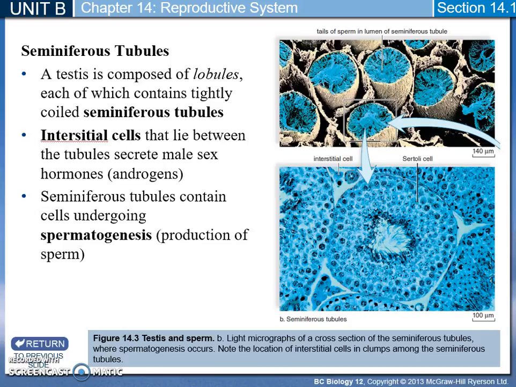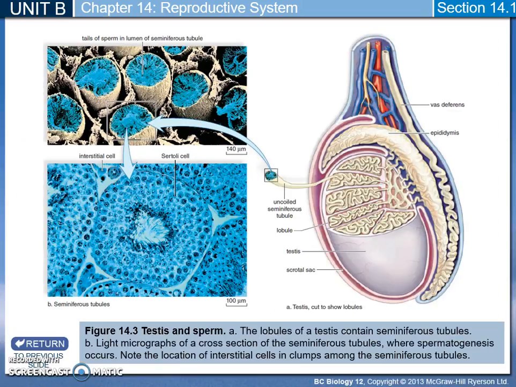So within the testes, you have the seminiferous tubules. A testis is composed of lobules, each of which contains tightly coiled seminiferous tubules. Then you have the interstitial cells that lie between the tubules, and these secrete the male sex hormones referred to as androgens. The seminiferous tubules contain cells undergoing spermatogenesis, as in production of sperm. And here you can see again a cross section of this in this diagram.